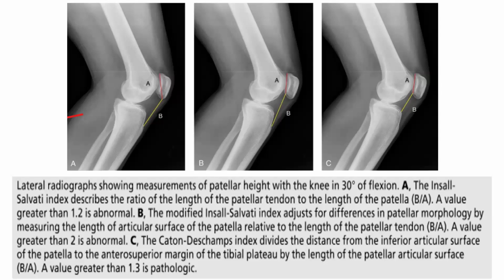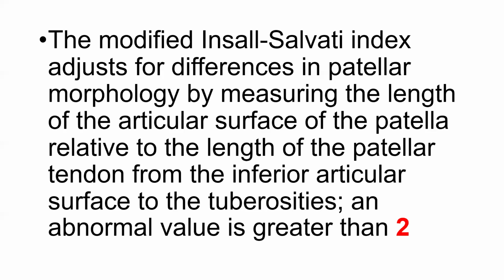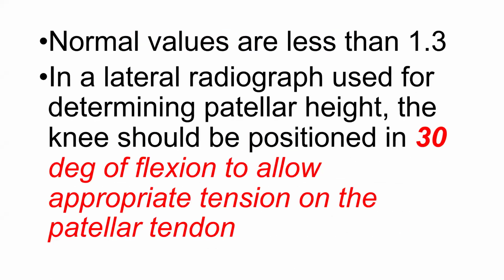While Caton and Deschamps stress that we don't need to do this measurement. We do the measurement of the length of the articular surface of the patella, divided from the tip of the articular surface distally to the proximal angle of the tibial plateau, and you do the measurements. And any value greater than 1.3 is pathologic. So you have to know these two measurements. And if things are abnormal, you have to do a tibial tuberosity osteotomy to correct the position.